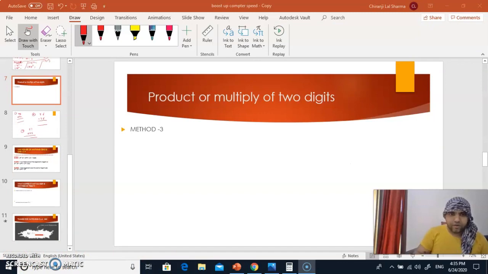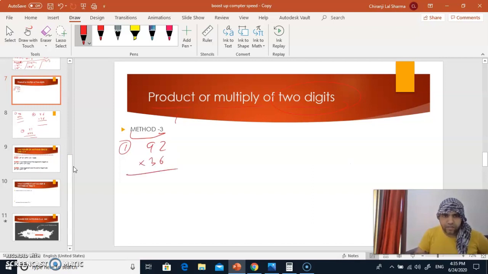Okay, let's learn about method number 3. In this method you will learn the product, or multiplication, of two numbers. These two numbers can be the same or can be different. So let's start quickly. Let's take an example of different numbers. Suppose you have 92 multiplied by 36.